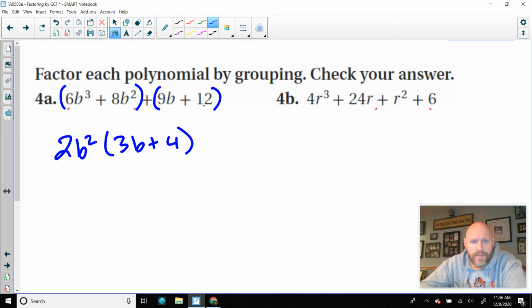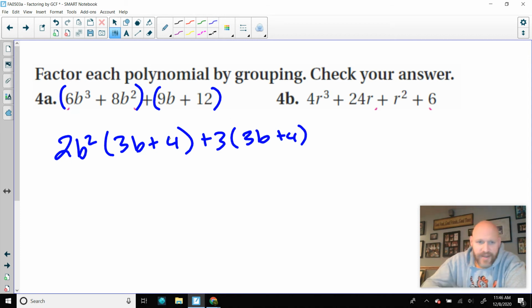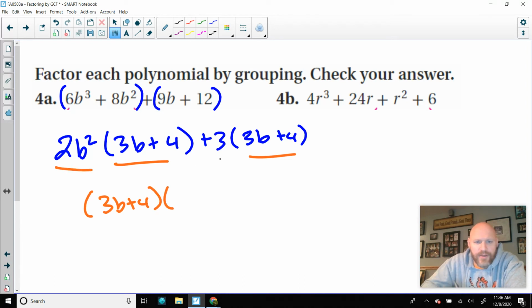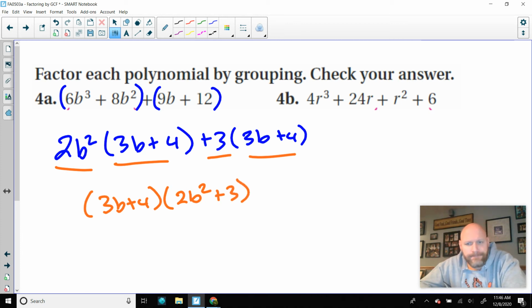Over here, 9b and 12, I can factor a 3 out of those. So plus 3. 9 divided by 3 is a 3 with a b on it, and 12 divided by 3 is a 4. Conveniently, I have a 3b plus 4 and a 3b plus 4. I'll factor those out front, and I'll end up with the 2b squared and the plus 3 out back. That's your answer for that one. You would type it in just like that.